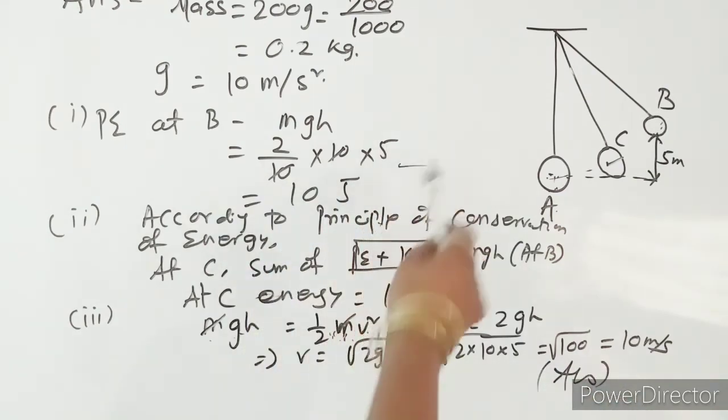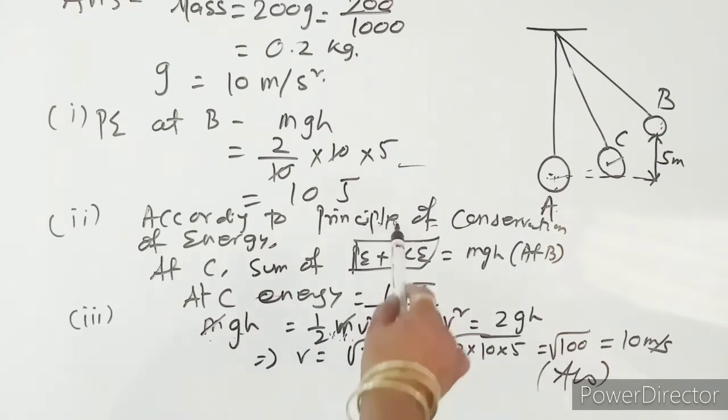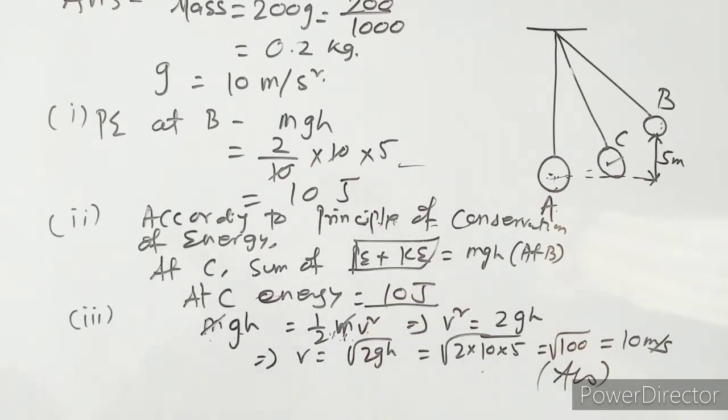So this part carries 1 mark. Here, according to the principle of conservation of energy, this carries 1 mark, and this one will be 1 mark. This is the 3 marks.